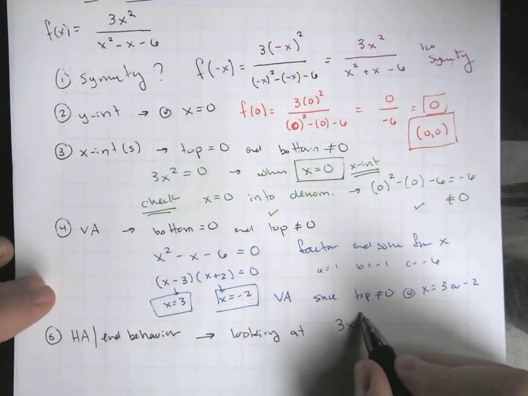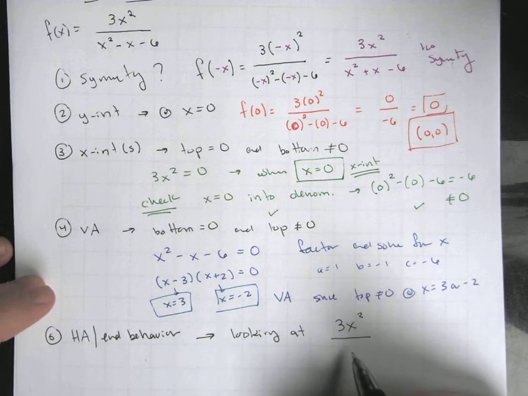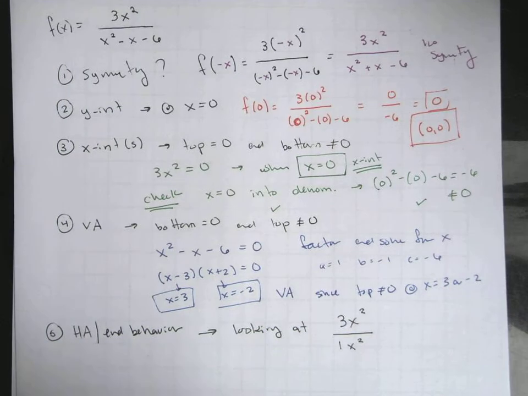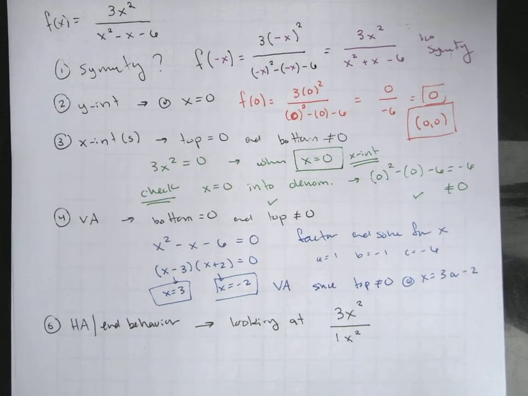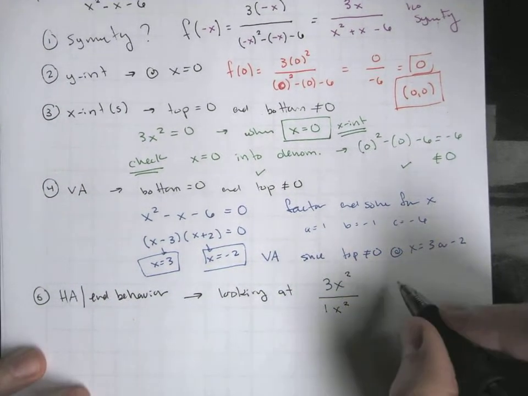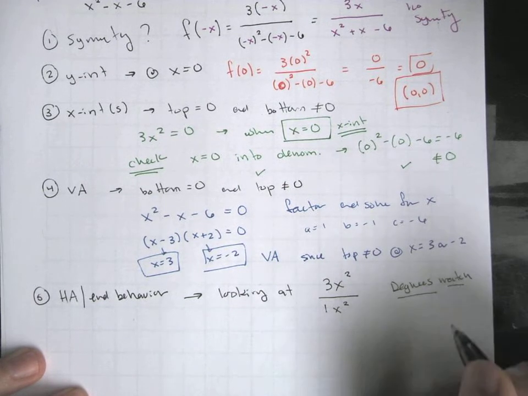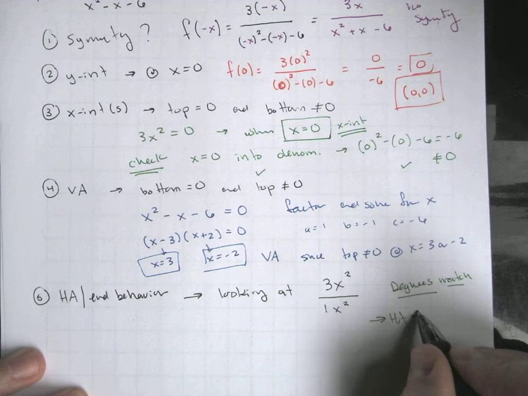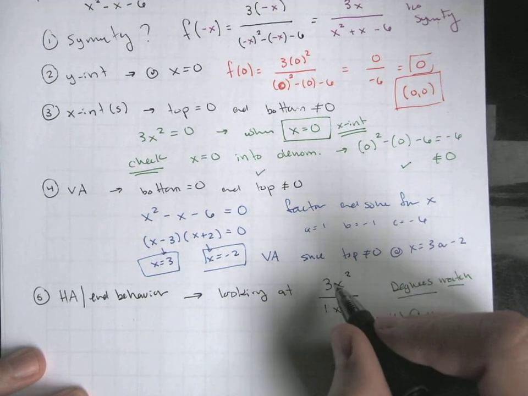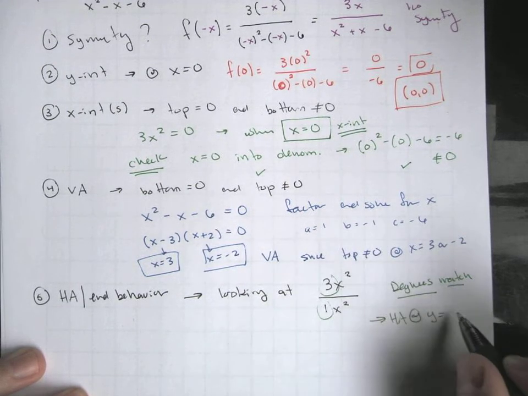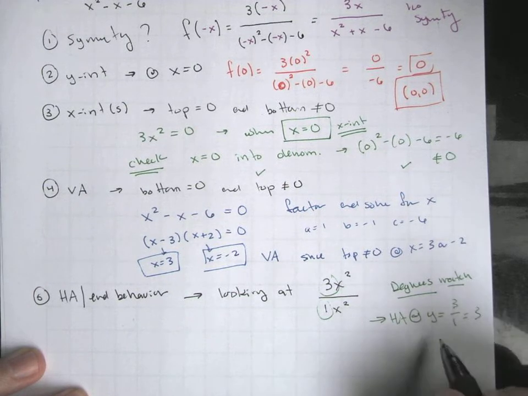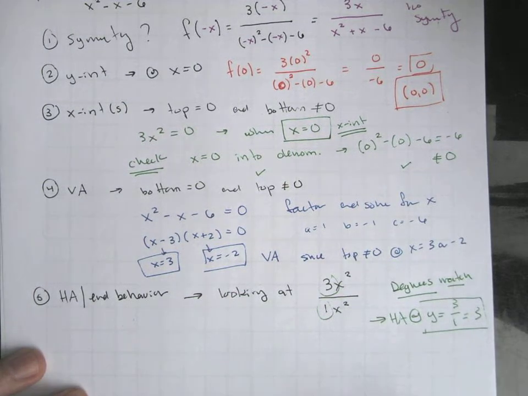Looking at 3x squared over what's essentially a 1x squared, right? The leading terms from both of those things. This is the case where the 2 degrees match. And so what we get is a horizontal asymptote at y equal to 3 over 1, which would be 3. So we're going to get a horizontal asymptote at y equal to 3.